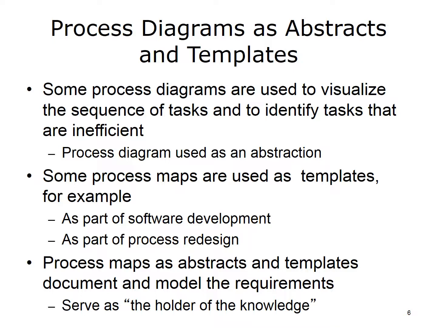In examples 1 and 2, the process maps document and model the requirements and serve as the holder of the knowledge. Process maps can be updated as needed. The knowledge resides in the model that everyone understands, rather than in the computer code or in an individual's mind that few people understand. This unit provides methods to document and preserve process knowledge.